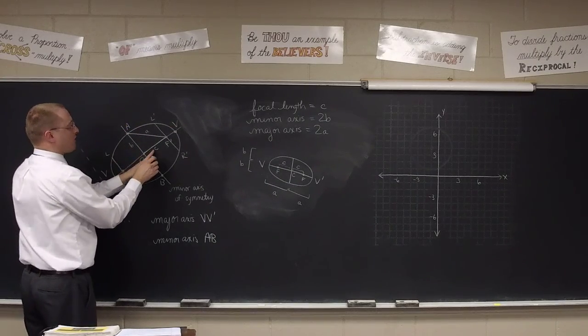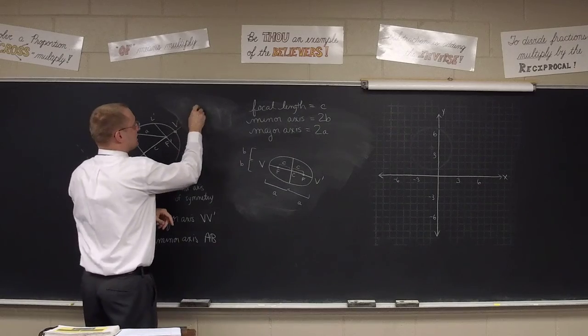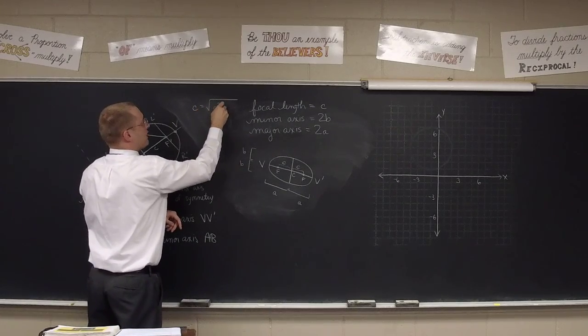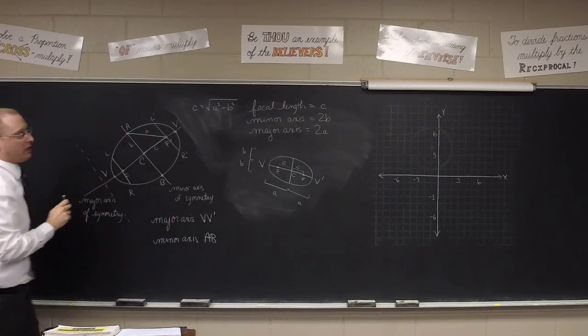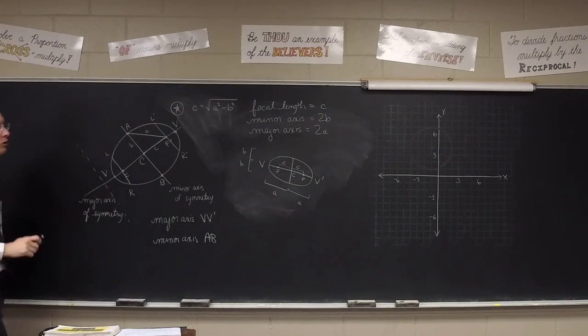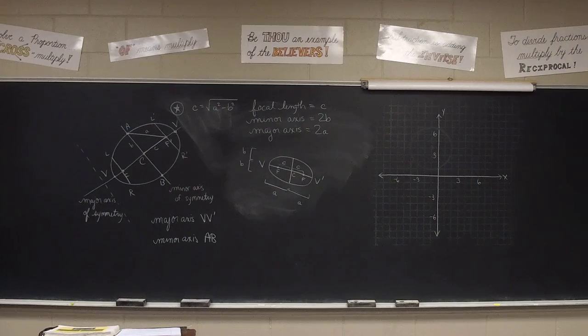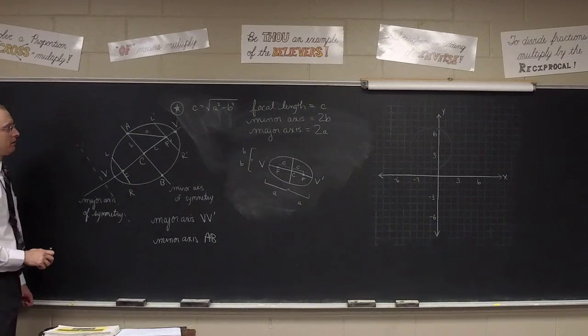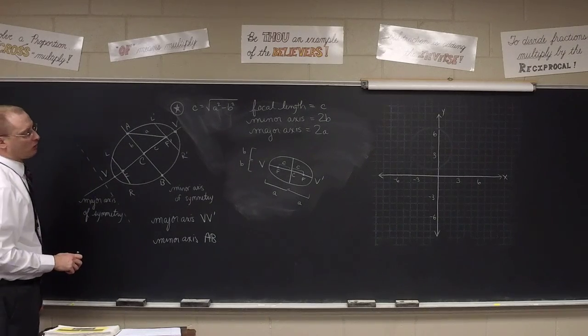All right, so if we wanted to find the length of C, C can be found by taking the square root of A squared minus B squared using the Pythagorean theorem. So put a star next to this, make sure you have this in your notes. To find focal length, we're going to take the square root of A squared minus B squared. Square root of A squared minus B squared is your focal length.